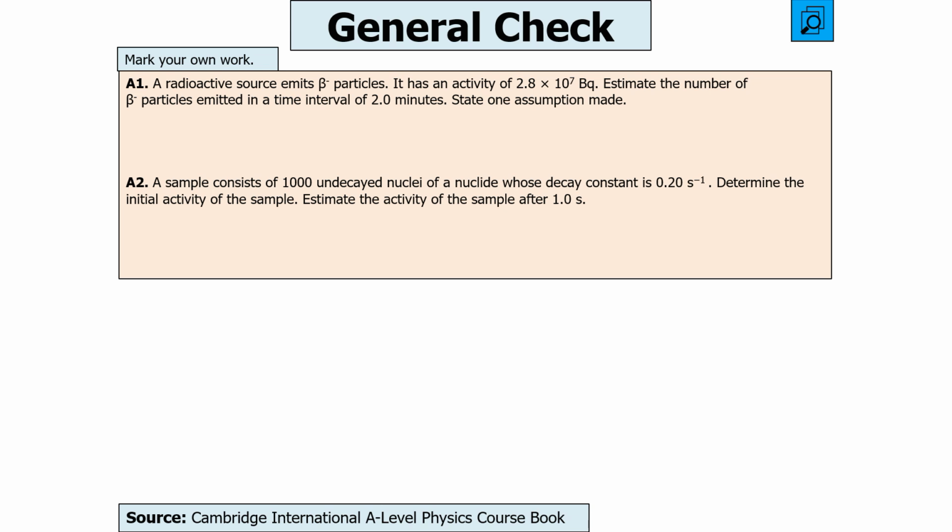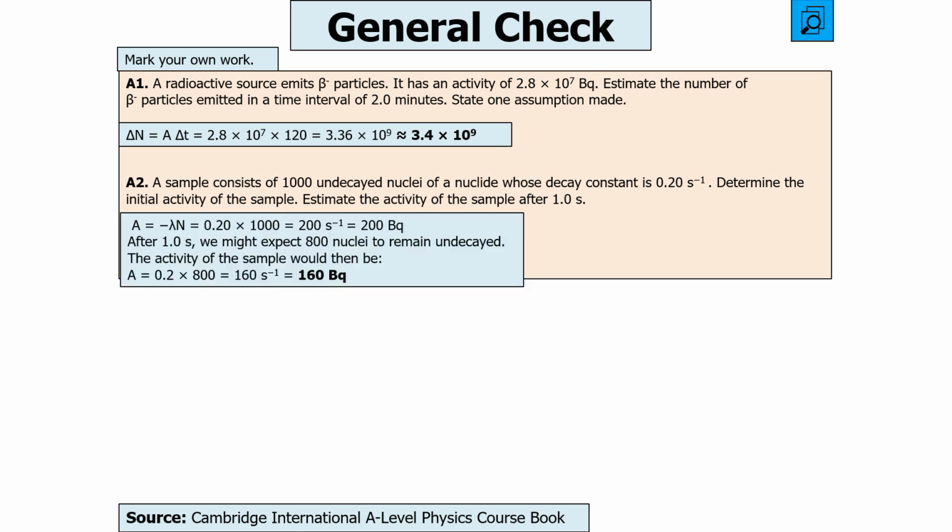Right, in this first one, we know that the number of particles is equal to A, the activity, times by the change in time. So therefore it's 2.8 times 10 to the 7 times by 120 seconds, minutes into seconds. So we get 3.4 times 10 to the 9 beta particles, and that's assuming that the activity remains constant.